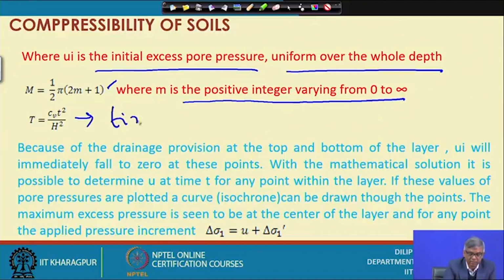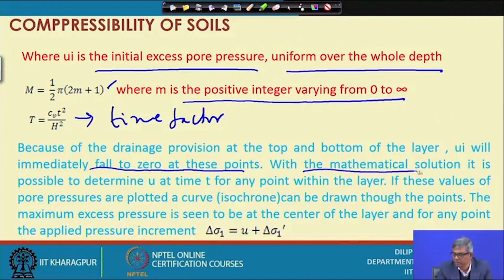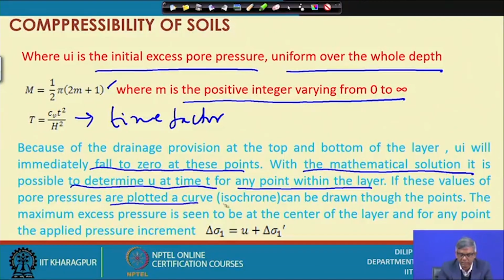This is the time factor, and this is a very useful expression you have to remember always for finding out the time to complete a particular degree of consolidation. So, T equals C V t by Z squared. Because of the drainage provision at the top and bottom of the layer, u I will immediately fall to 0 at those points. With the mathematical solution, it is possible to determine u at time t for any point within the layer. If these values of pore pressure are plotted, a curve can be drawn through the points.